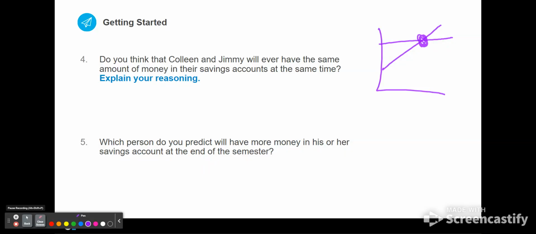Now, going down, you have to do number 5 as well. Which person do you predict will have more money in his or her savings account at the end of the semester? Well, a semester is probably 18 weeks in this case. So after 18 weeks, who do you think is going to have more money? So make your prediction for number 5. Write it down. Is it Colleen or Jimmy? You're choosing a name.